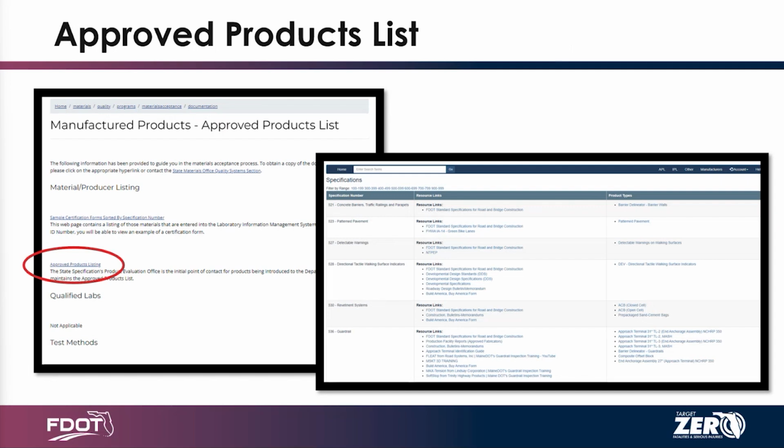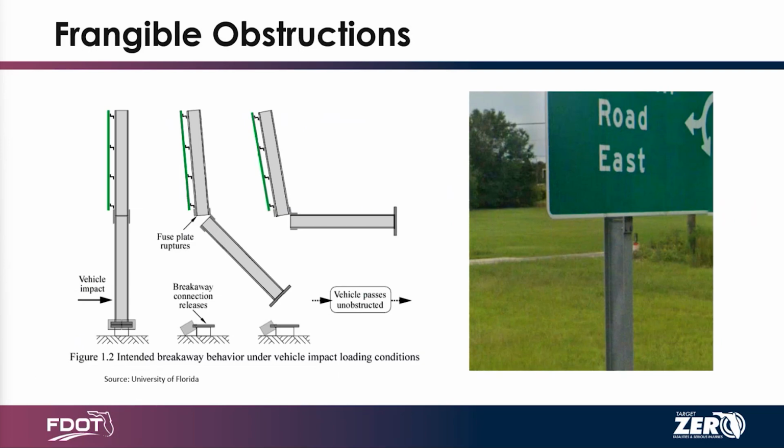I did want to highlight the approved product list, which you can find on FDOT's website, which provides some great resources and different materials you can use to create a safer roadway. Those are these frangible obstructions, for example. This really shows you how those posts for your roadway signs behave during impact, to avoid that sign going into the driver's side window and really hurting someone, and just being less of a hard impact for vehicle collisions.